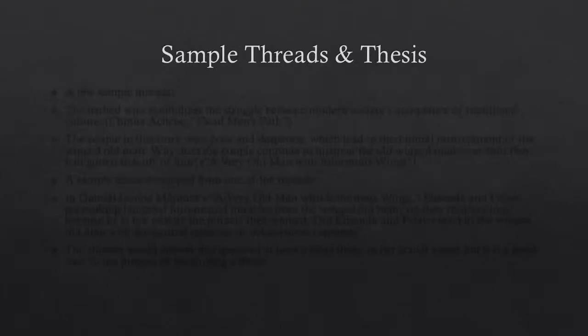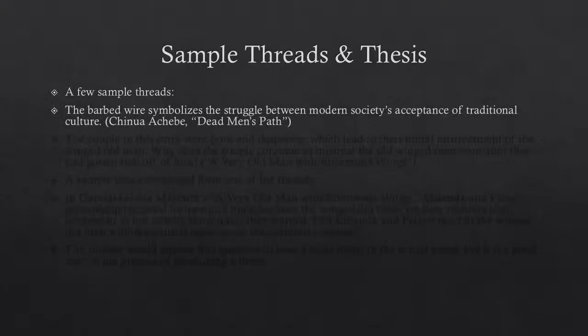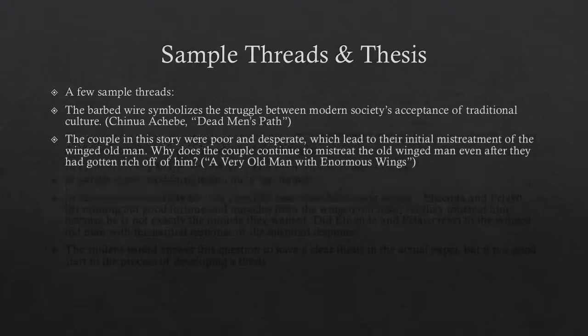I have some sample threads and thesis here from a student who's taken class with me before. So here's one from Chinua Achebe's story, Dead Man's Path. The student says the barbed wire symbolizes the struggle between modern society's acceptance of traditional culture. So, seems important. There's not a lot of detail, but it's something they've noticed. The barbed wire seems to symbolize this. You could go back, read that in more detail, and maybe eventually make a claim about modern society's struggle with traditional culture, more specific.